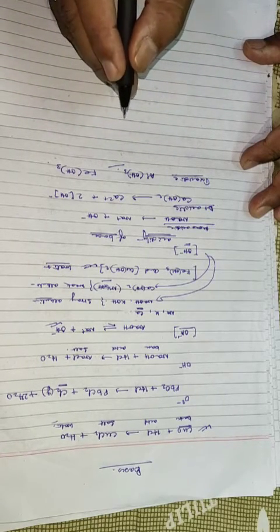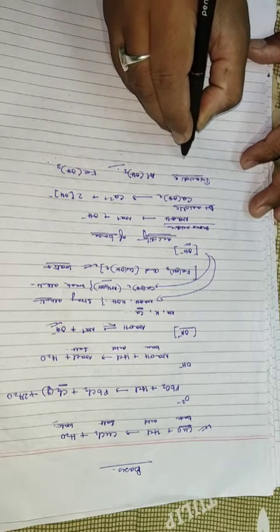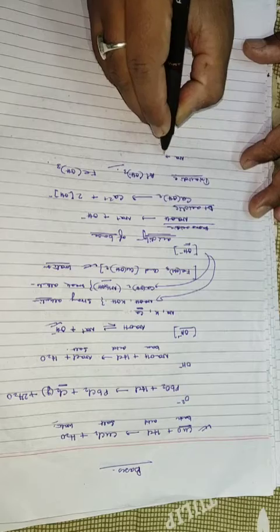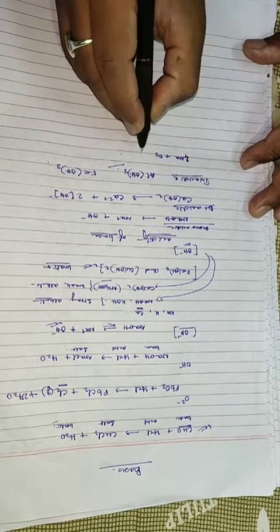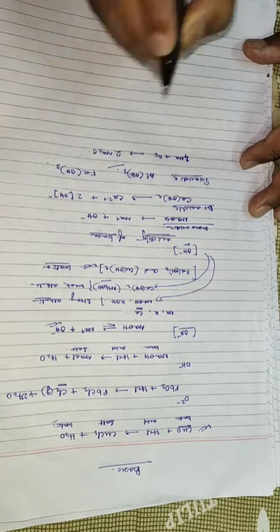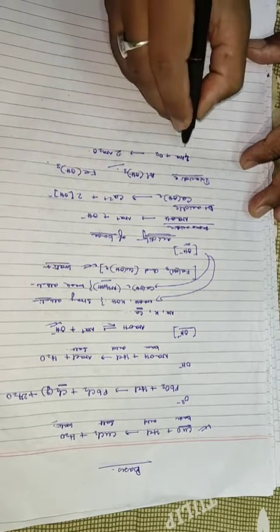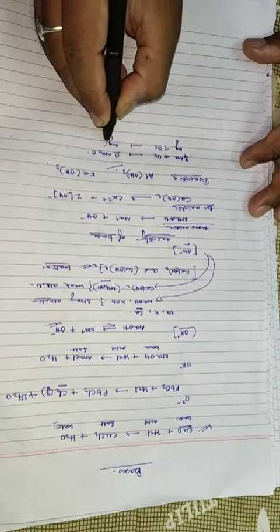Now, preparation of bases. How are these bases prepared? Directly from elements: say sodium, when it reacts with oxygen, it will give sodium oxide. Like magnesium reacts with oxygen, it will give magnesium oxide.